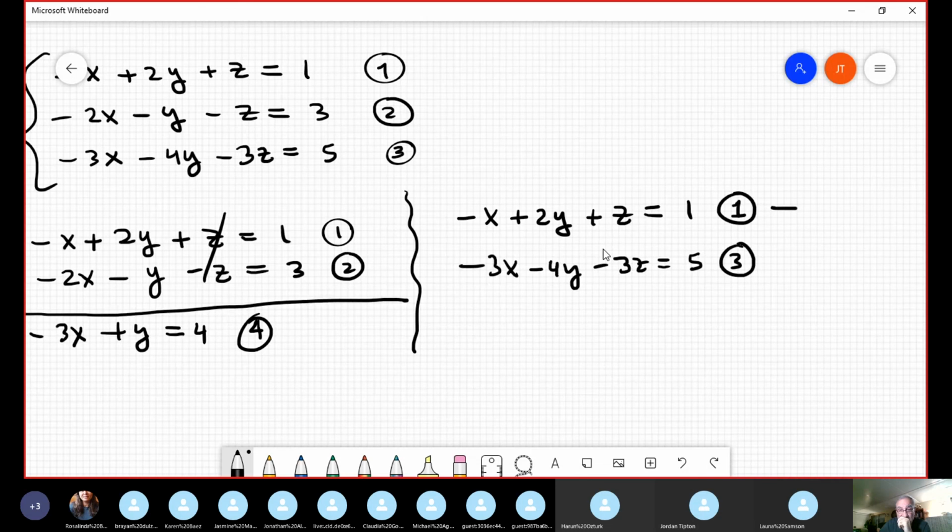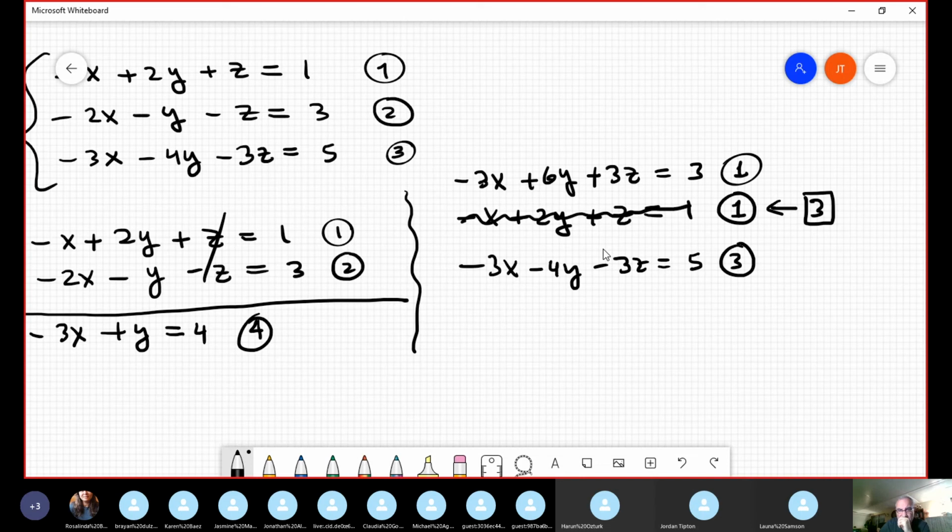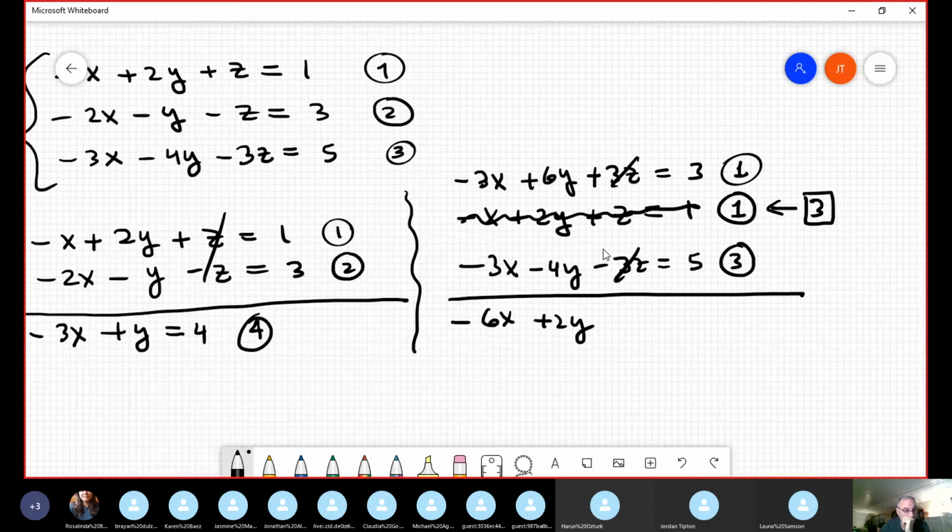So I propose you multiply this equation 1 by 3. When you multiply equation 1 by 3, we have minus 3x, 6y, 3z equal 3, no? This is the same equation 1, but multiplied by 3. I forget this equation temporarily and you focus on the new 1 and 3. This is negative 6, this is 2, this is cancelled, and this is 8. This is equation 5.